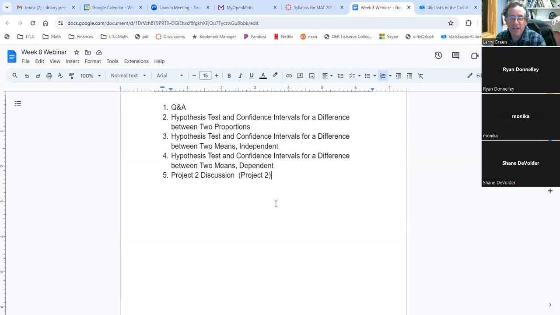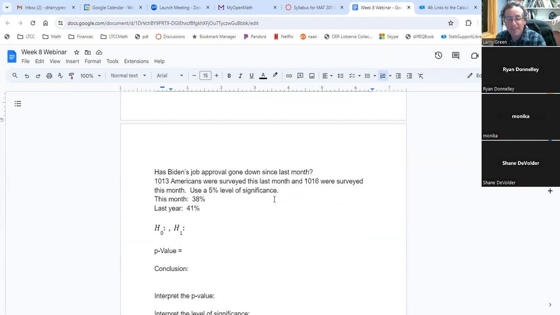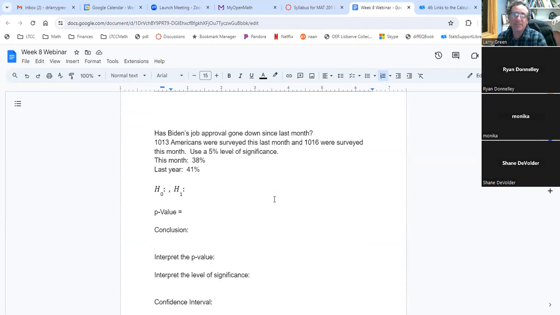So let's talk about hypothesis tests and confidence intervals, and I really want to do these by example. And today, by the way, I'm doing some new ones. This just came out, and the question is, did Biden's job approval rating in America go down since last month? Okay. Can we know the percentage of all Americans that approved of Biden this month and last month?